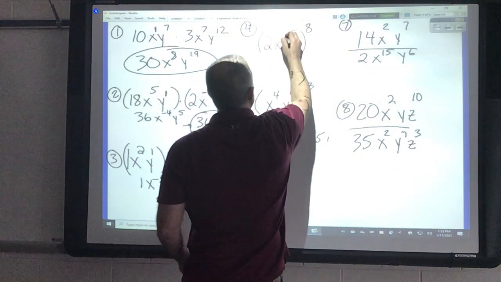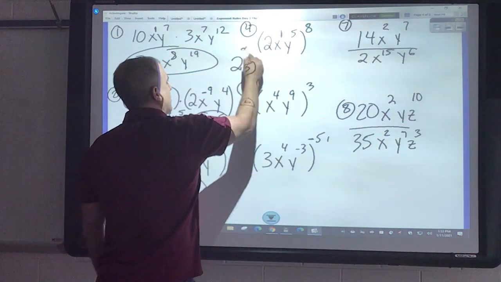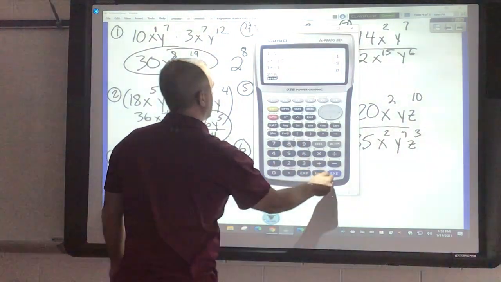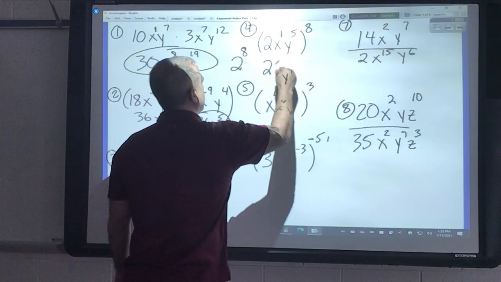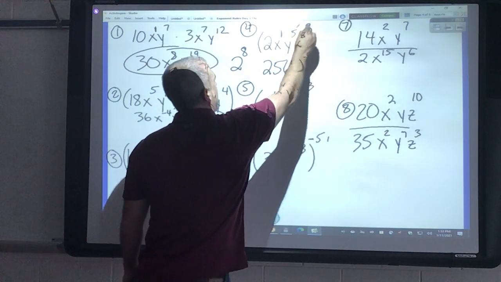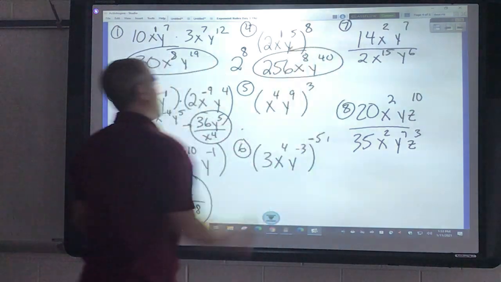Got a coefficient, need this exponent there. So this is a power rule. So 2 to the 8th gives me 256. X, I'm going to do 1 times 8, which would be 8. 5 times 8, which would be 40. And that ends up giving my final answer.